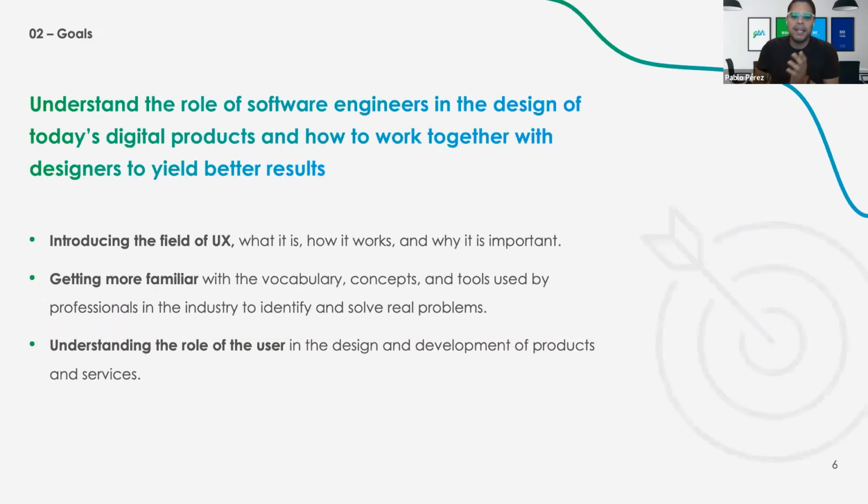Talking about goals, the main goal of this presentation is that we understand the role of software engineers in the design of today's digital products and how to work together with designers to yield better results. We're going to be achieving that by introducing the field of UX, what it is, how it works, and why it is important, by getting more familiar with the vocabulary, concepts, and tools used by UX professionals to identify and solve real problems, so you can interact with them in a smoother way. And we're also going to be understanding the role of the user in the design and the development of these products and services. At the end, we're all doing this for them, so we're going to be understanding how they play their role.